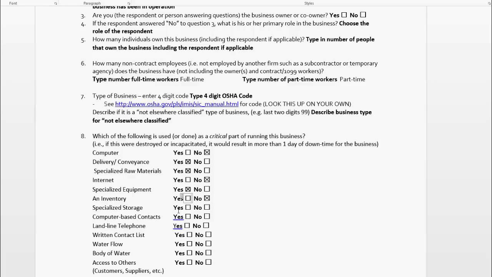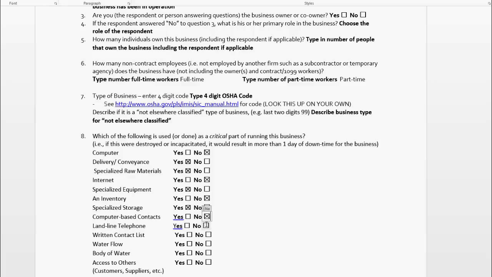Specialized storage, for me, it might be a refrigerator or some kind of temperature controlled storage, similar to equipment here, but if it's storage that I can't just go out and get at Home Depot or Best Buy, then I'm going to put yes. Computer-based contacts, which might be somewhat related to me having my computer. But if there's a contact list on my computer, and if somehow that is destroyed, would that result in downtime for me? For a lot of businesses, that might be yes. Now, my donut shop, no, because my customers just come to me without me contacting them.